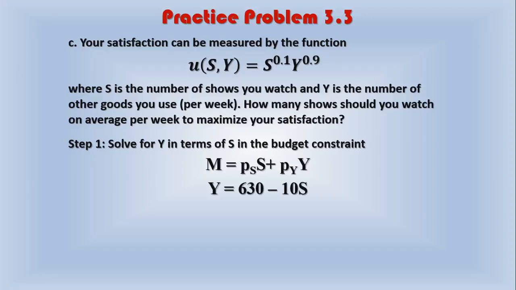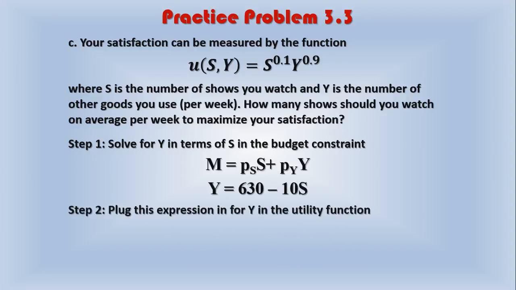Once you do that, then we can plug this into our utility function to simplify it into a function of just one variable, s. So we're going to plug this expression in for y in the utility function. You've got utility equals s raised to the power of 0.1 times y raised to the power of 0.9. And then we plug in for y our budget constraint expression in slope-intercept form.